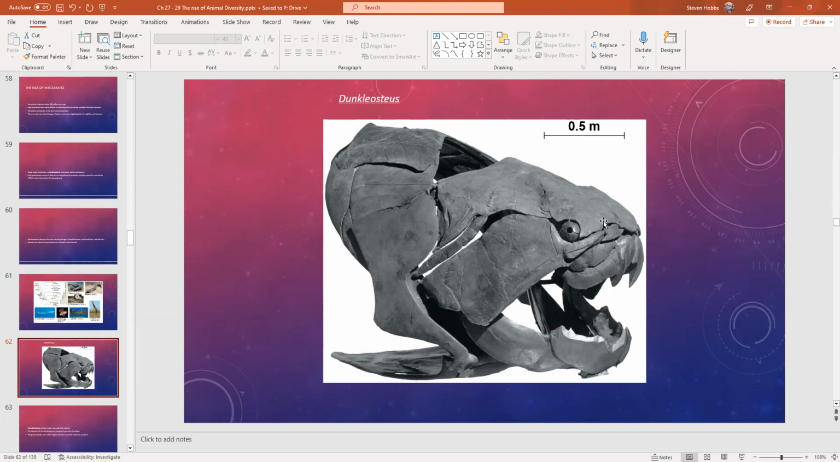Now, do we know exactly what it looked like? No. Does that mean that we don't have a really good guess of what it looks like? You know, I love this fossil. There's only two full Dunkleosteus fossils on the planet.